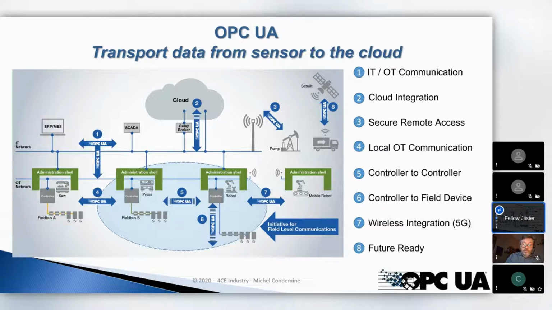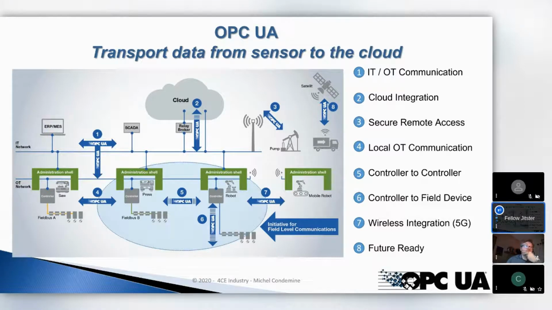The idea is to transport information from the sensor to the cloud, as the title of this slide says. It starts from the sensor, so that's the IT-OT communication. Then we go to the cloud. We have technology to push, I already mentioned MQTT, so we have a protocol envelope to transport data to the cloud. Everything in OPC UA is about security, so we can have secure remote access to the plant.